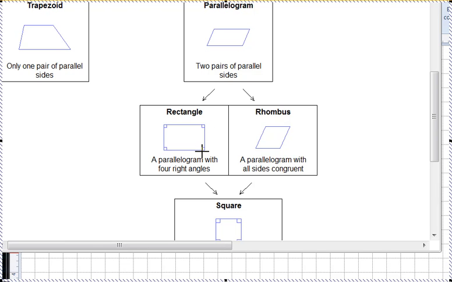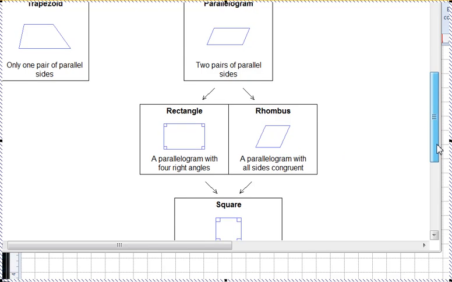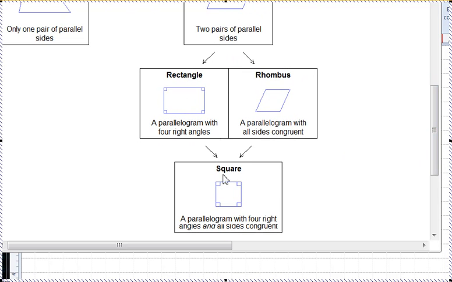Got it? Whereas a rhombus is a parallelogram that has all the sides the same, but it doesn't necessarily have to have all four angles be right angles. Now, most people call a rhombus a diamond, I suppose. And the last thing is that if you combine the definition of a rectangle and a rhombus, a parallelogram with all four angles being right angles, and a parallelogram with all sides the same, you get the definition of a square.